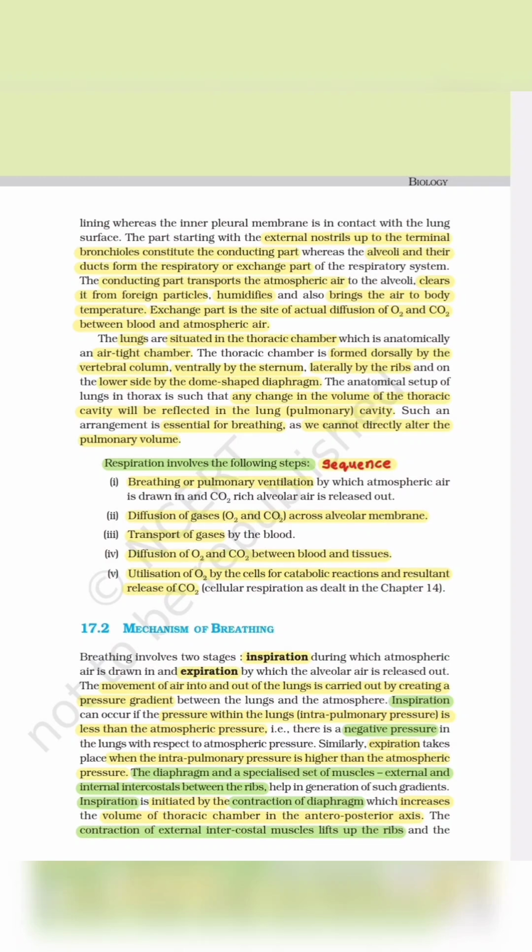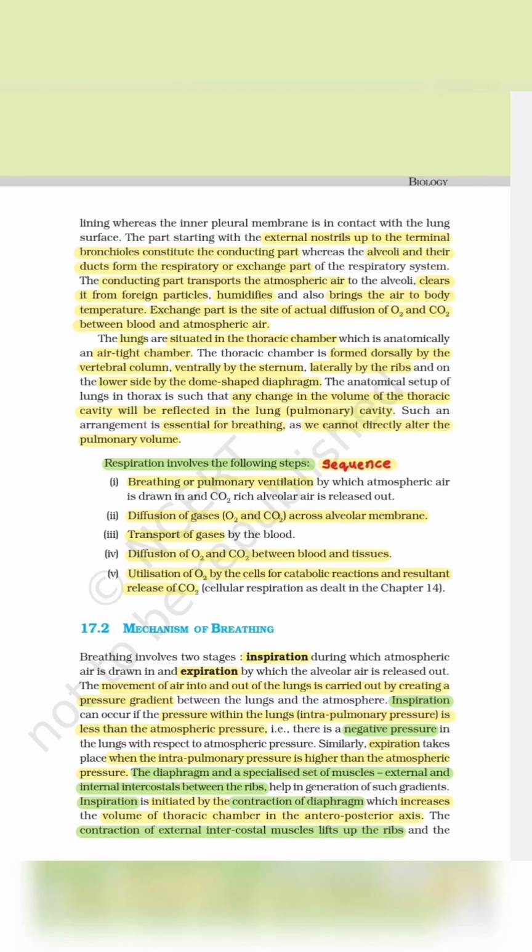The anatomical setup of lungs in thorax is such that any change in the volume of the thoracic cavity will be reflected in the lung cavity. Such an arrangement is essential for breathing as we cannot directly alter the pulmonary volume. Respiration involves the following steps. 1. Breathing or pulmonary ventilation, by which atmospheric air is drawn in and CO2-rich alveolar air is released out.